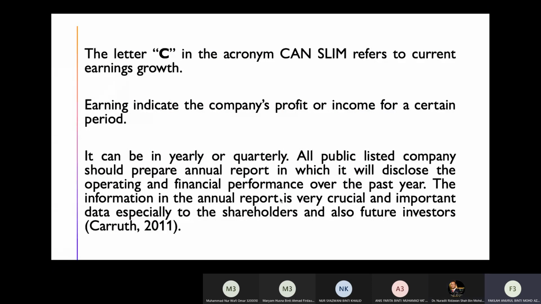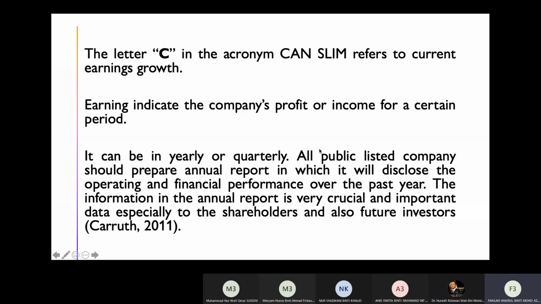So what I want to highlight here when we're talking about earning, it indicates the company's profit or income for a certain period. So earnings can be prepared yearly or quarterly. So yearly will normally be in annual reports, while quarterly will be in quarterly reports.